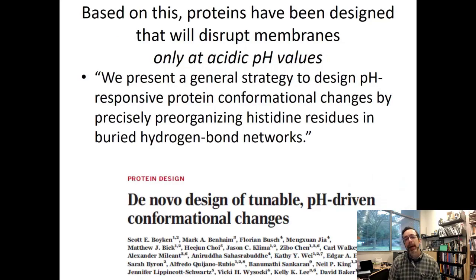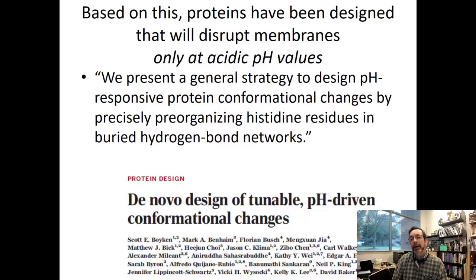And that brings me to my last topic. If we understand this well enough, we can actually design things that will work in a certain way. My field is protein design, so I want to show you what a protein designer can do to make a protein that will disrupt the membrane only at a certain pH. So this is using the pKa of a group on that protein to make the protein work at one pH and not work at another pH.